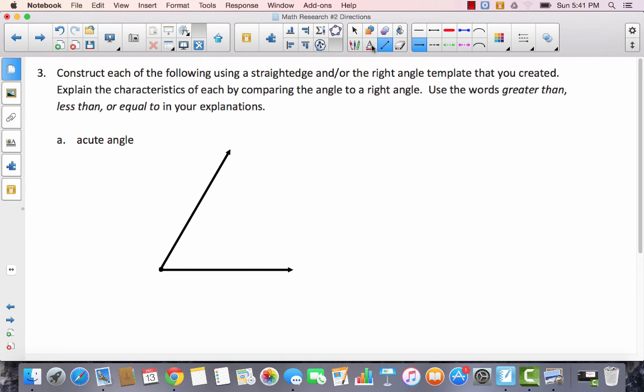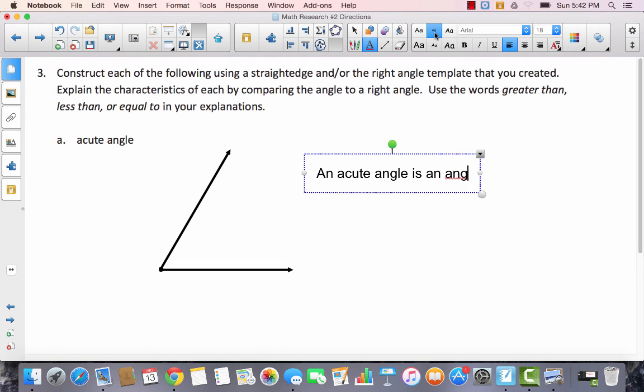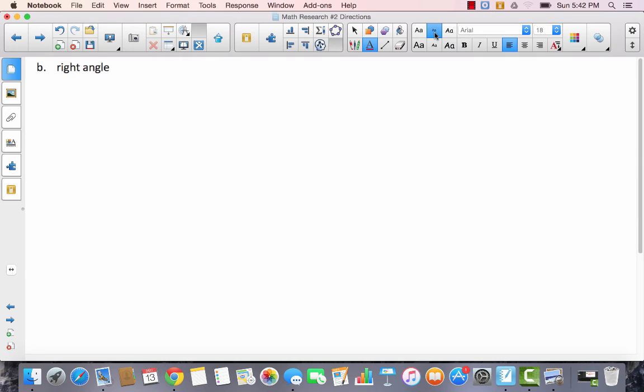Now we're going to use the words greater than, less than, or equal to as we are explaining the characteristics of an acute angle. So I'm going to type this because I can always type a little bit faster. That's a little bit big. Let's make this font a little bit smaller. Okay, so an acute angle is an angle that is less than a right angle. Okay, all right, now let's try a right angle.